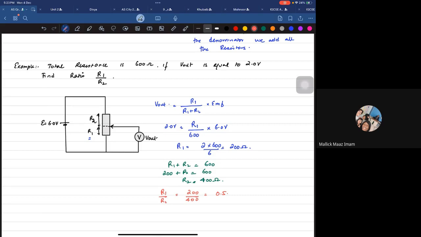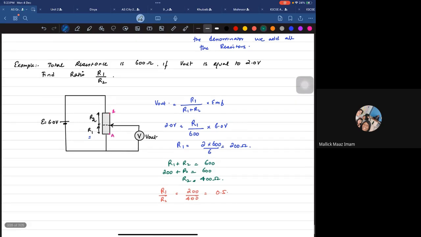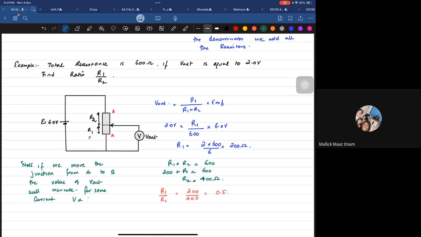Now say this point is A, this point is B. So we should understand, just write a note here, that if we move the junction from A to B, the value of V out will increase. And why is that? Because for same current, voltage is directly proportional to resistance. So as you cover more of the area of the resistor, you're going to get larger voltage as well because now you're targeting higher resistance. Okay.